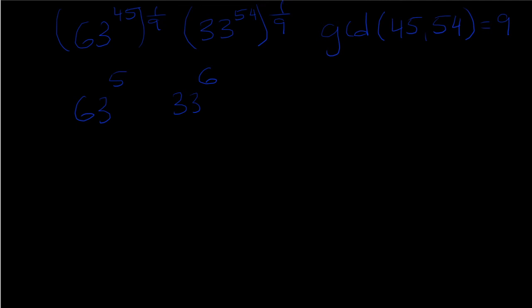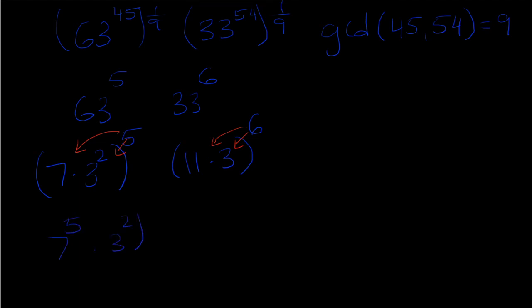So let's break up 63 and 33 into prime factors. 63 is 7 times 9, and 9 can be represented as 3 squared, and then we're going to raise that to the 5th power. And 33, well, that's 11 times 3, and we'll raise that to the 6th power. I'm going to distribute this exponent to both the 7 and the 3 squared, and the 6 to the 11 and the 3. So 7 to the 5th times 3 squared to the 5th power, and then we have 11 to the 6th times 3 to the 6th.